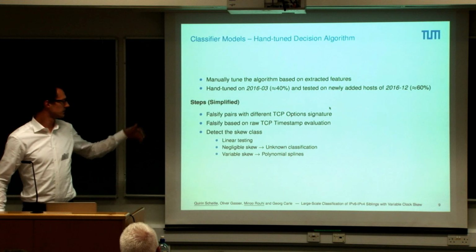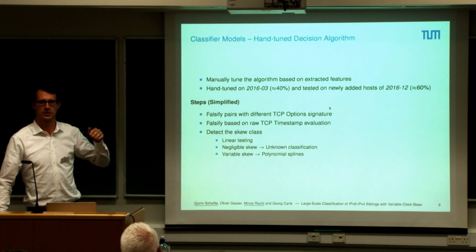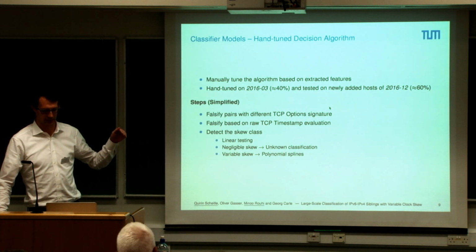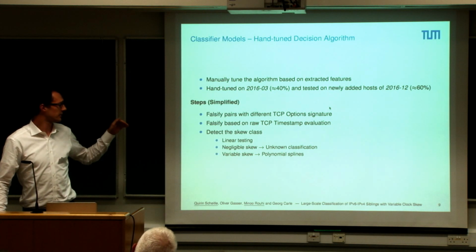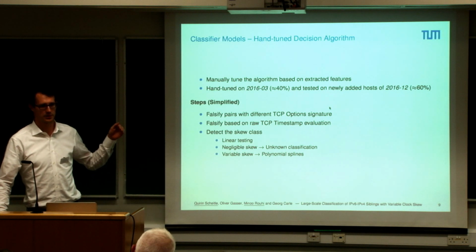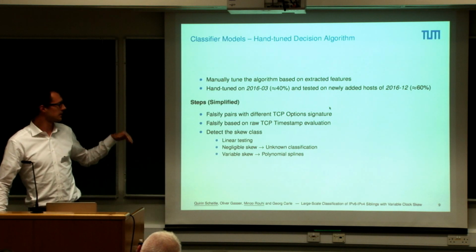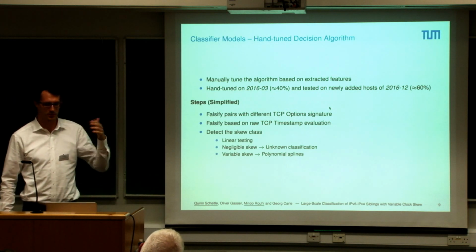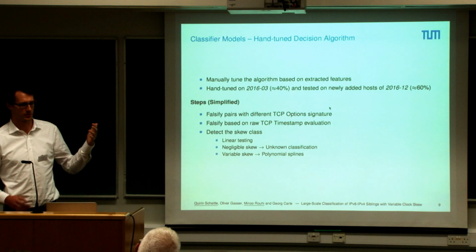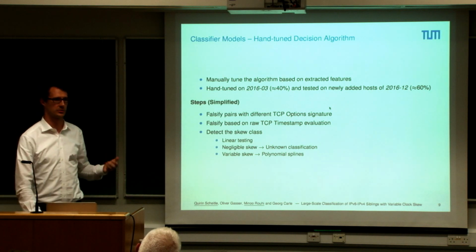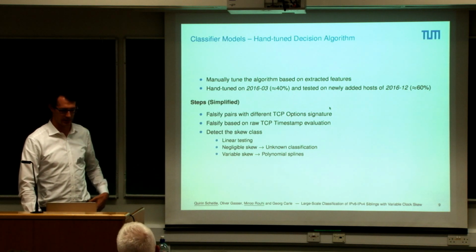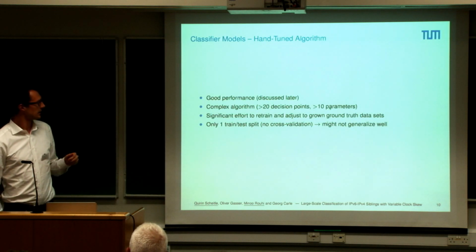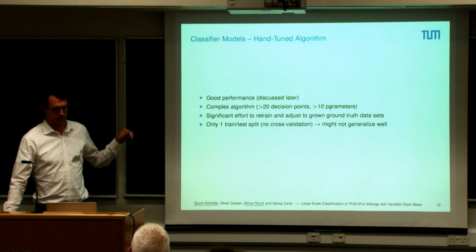Basically what it does, it falsifies all the pairs where the TCP option signatures are different, so there we get rid of non-siblings as a first step. Then we falsify based on the raw TCP timestamp evaluation, which is one of the features from before, and then we look into the skew classes and ask, is it linear, or are they both negligible, then we can't tell anything, or are they both variable, and then we apply the polynomial spline matching and look into that. The algorithm has a lot more details, and it showed a good performance, so we'll show the performance metrics later.